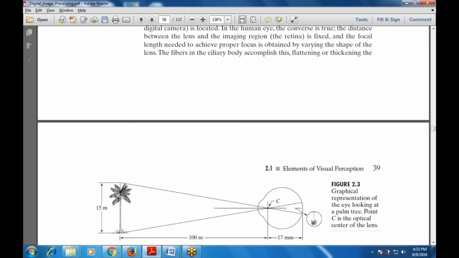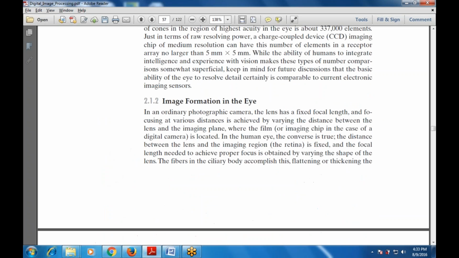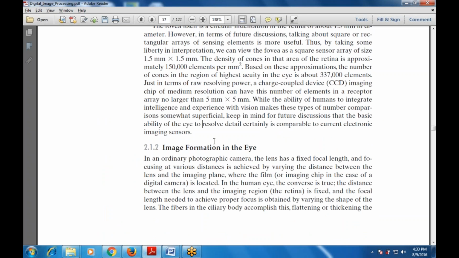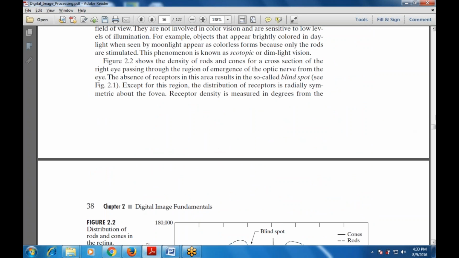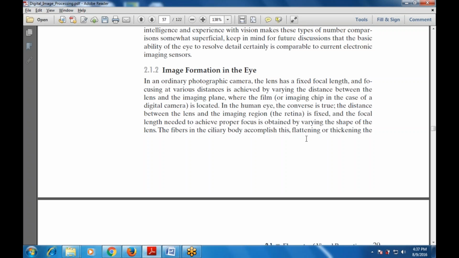Now, how will the image be formed? This is a graphical representation of the eye focusing on a distant object. First of all, read this one. If there is any doubt, please ask. Any doubts?